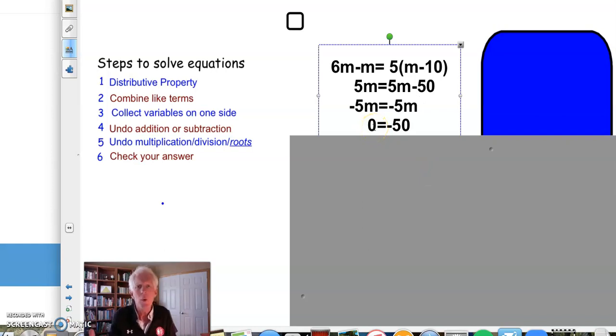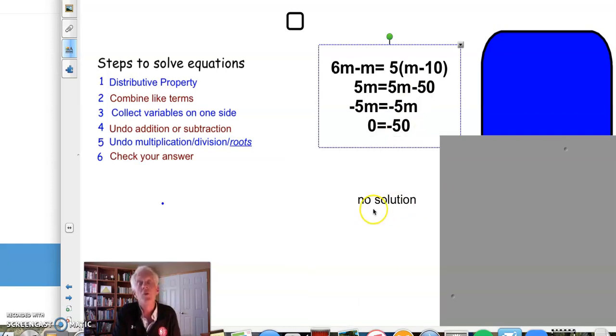Does 0 equal negative 50? No. So kids go back and keep trying to find out where they made a mistake. They didn't make a mistake. Trust your steps. You're right. 0 does not equal negative 50. You can even tell that right up here in this step here. 5 times a number equals 5 times the same number minus 50. That just can't happen.